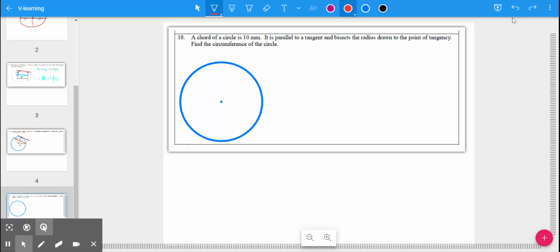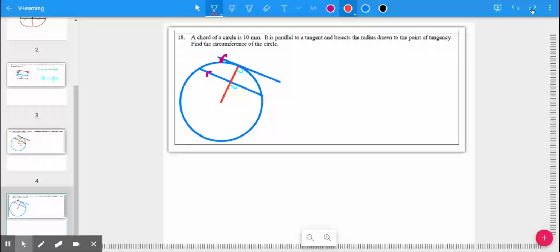So we first need to draw our circle, a chord, and the line of tangency. Because those lines are parallel, I went ahead and marked the parallel line symbol. I then drew in the radius to the point of tangency, which we know is perpendicular, so it forms a right angle. Because the lines are parallel, we also have a right angle by the chord and the radius.